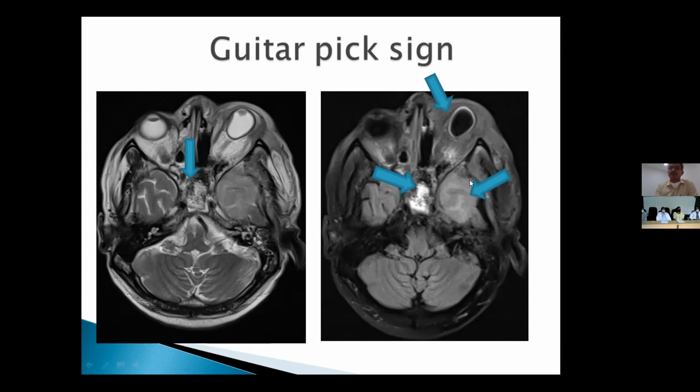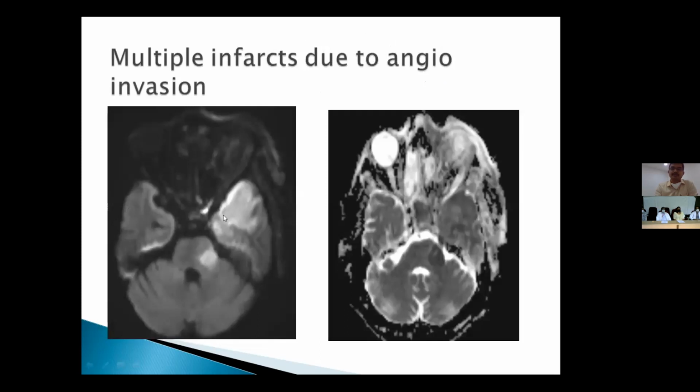Also, in FLAIR images, we are seeing ill-defined T2 and FLAIR hyperintensity with multiple foci of diffusion restriction, which indicates multiple infarcts due to angioinvasion. So since it has involved the cavernous sinus and internal carotid artery, angioinvasion has resulted in multiple infarcts for this young patient.